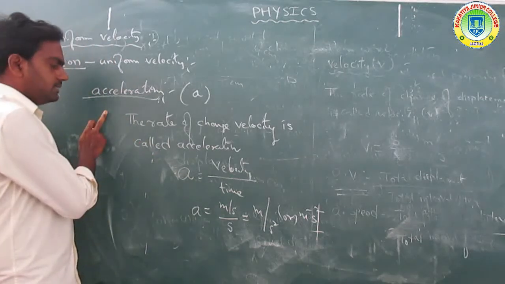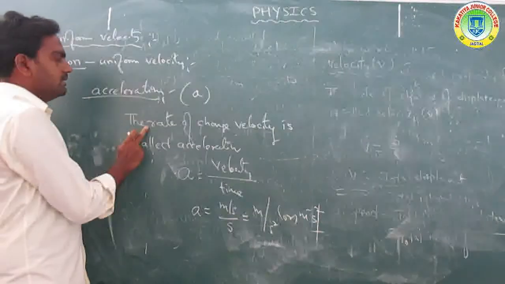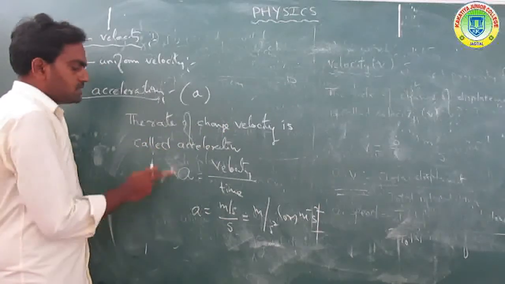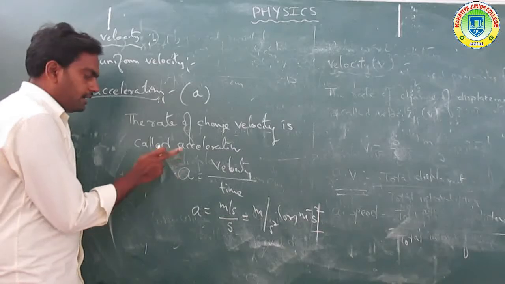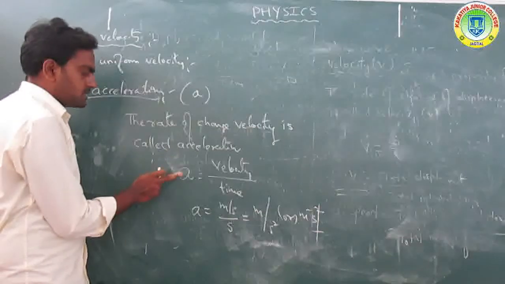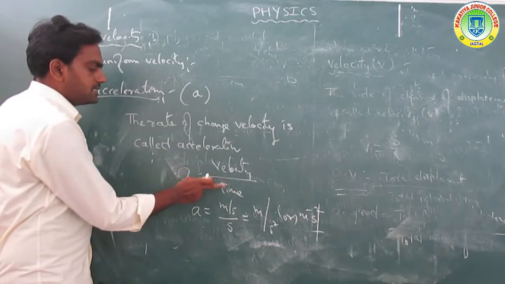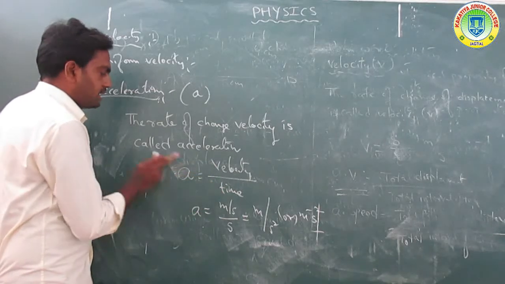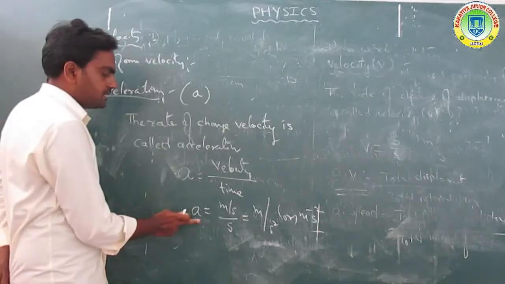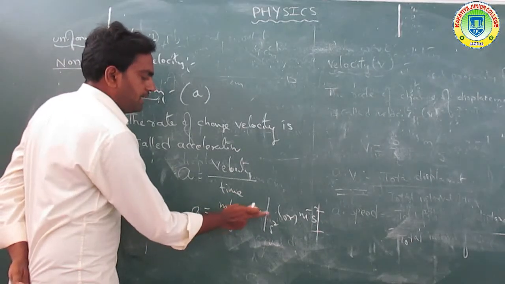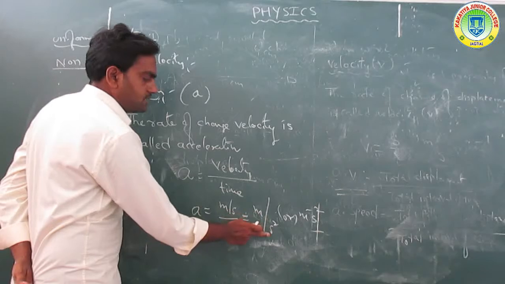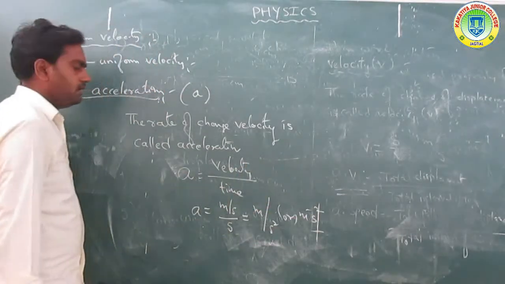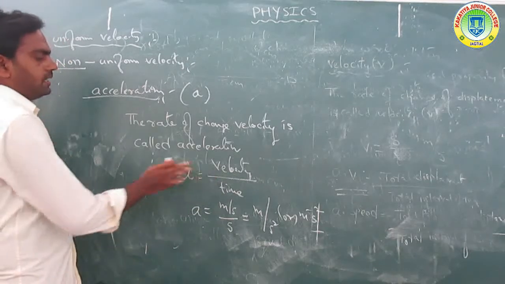So what is the acceleration? Acceleration is nothing but the rate of change of velocity. It is denoted by the small a, and according to the definition, a is equal to change in velocity by time. The units of acceleration we can write as meter per second square, or meter second inverse squared, m s^-2.